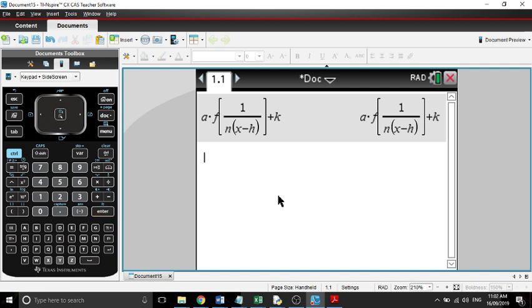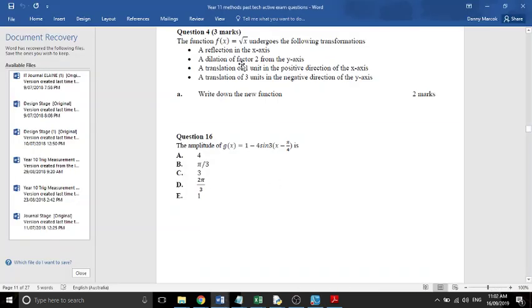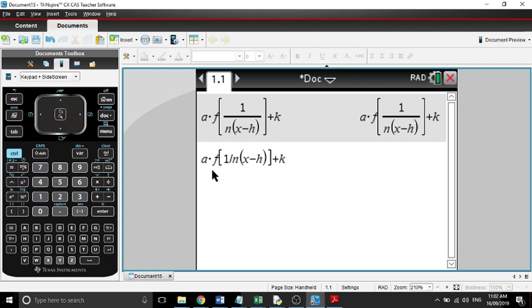So a times f, bracket 1 over n, bracket, x minus h, close the bracket, say plus k. And we're going to basically fill this into here.